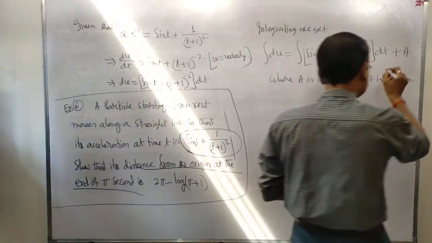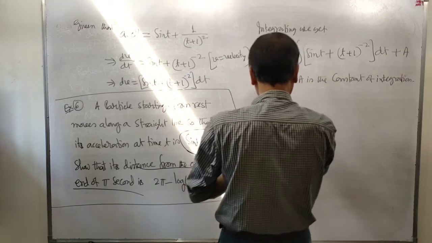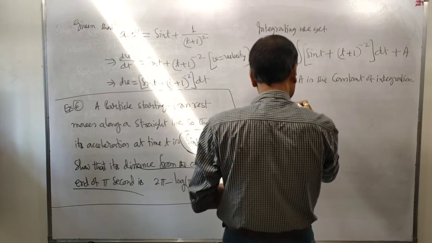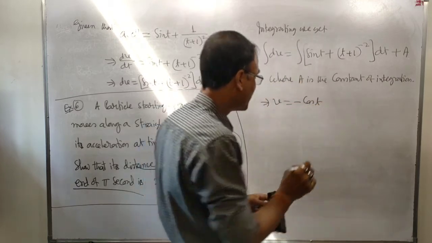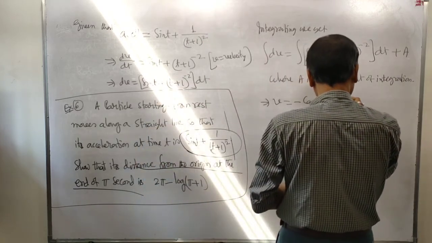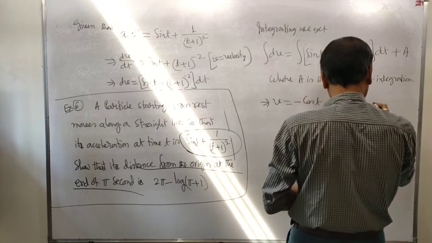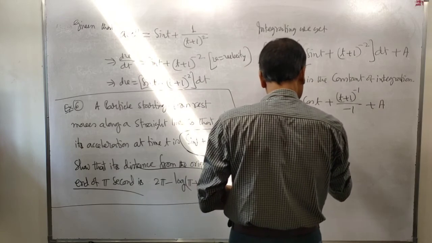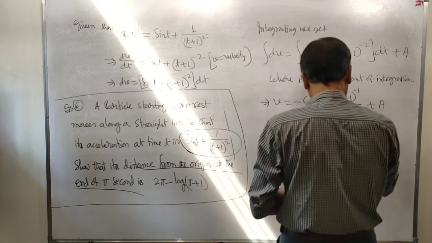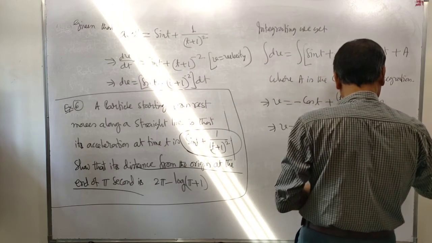Suppose this is number 1. This means v equal to the integration of this, which will be equal to minus cos t plus (t plus 1) to the power of minus 2 plus 1, meaning minus 1 by (t plus 1), plus a. So v equals minus cos t minus 1 by (t plus 1) plus a.